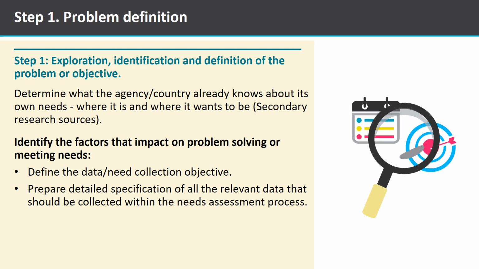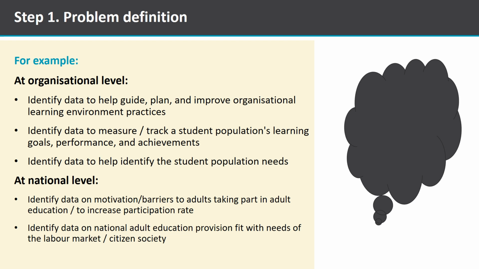So step 1 is to identify the factors that impact on problem solving or meeting needs. That is defining the data and the need collection objective, and preparing a detailed specification of all the relevant data that should be collected within the needs assessment process. This is a step of detailed planning. As examples, at an organizational level, it may be to identify data to help guide, plan, and improve organizational learning environment practices. It may be to identify data to measure or track a student population's learning goals, performances, and achievements. It may be to identify data to help identify students' population needs.